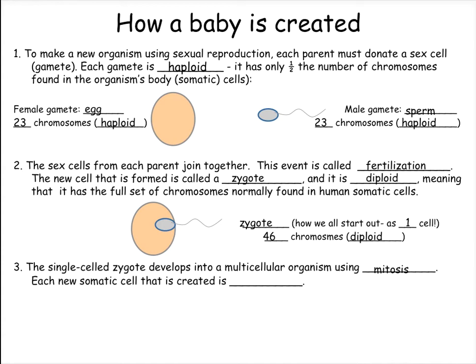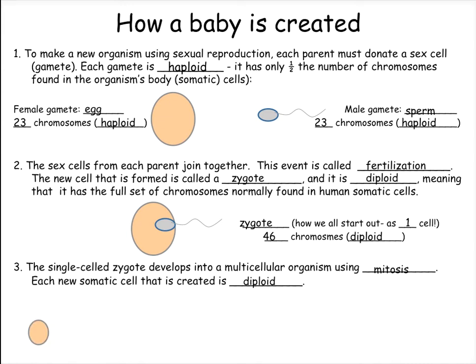Because the zygote is diploid, and it's going to be the pattern that we're going to use to make all new cells from here on out, each new somatic cell that we create is also going to be diploid. Remember, we made a big deal in the last section about how the end result of mitosis is two cells that are identical to the original cell. So if the original cell is diploid, if we're making more by mitosis, all of our subsequent cells will also be diploid.